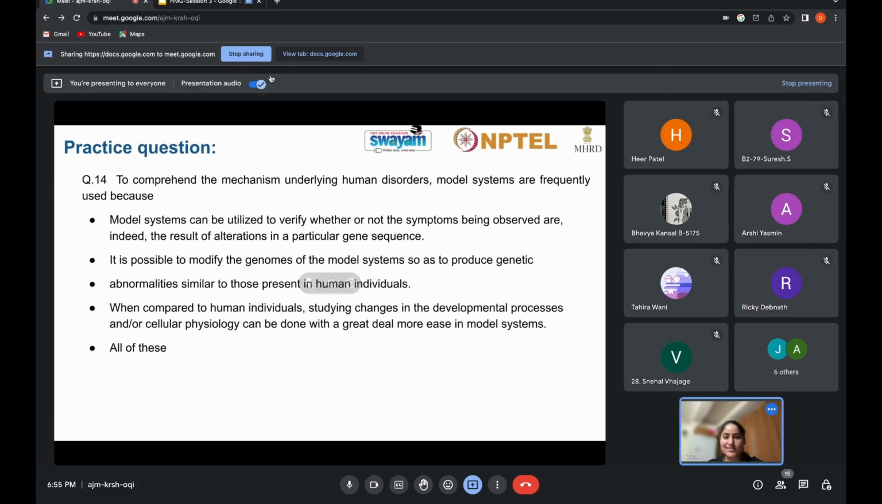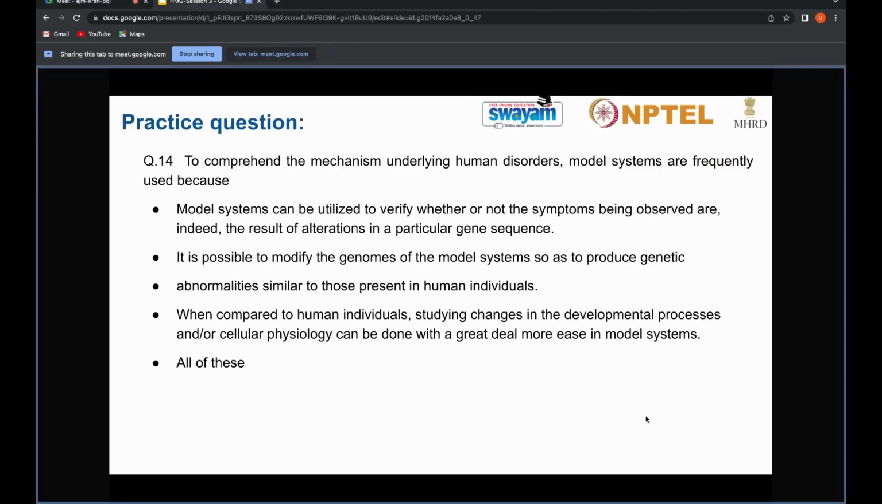So now let's see. The correct answer is option D, all of these, because the model systems can be utilized to verify whether or not the symptoms being observed are a result of alterations in a particular gene sequence. That's why you use the knockout mice models. It is possible to modify the genomes of the model systems so as to produce genetic abnormalities similar to those present in human individuals. Because these model organisms show similar patterns of expression as compared to humans, that's why we use them.